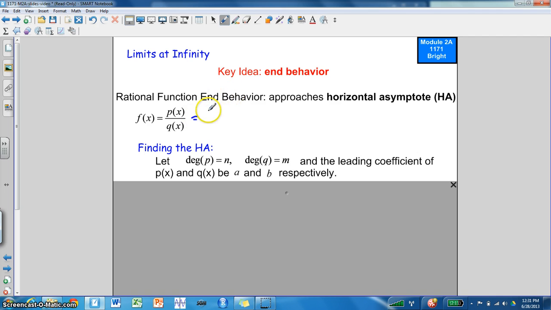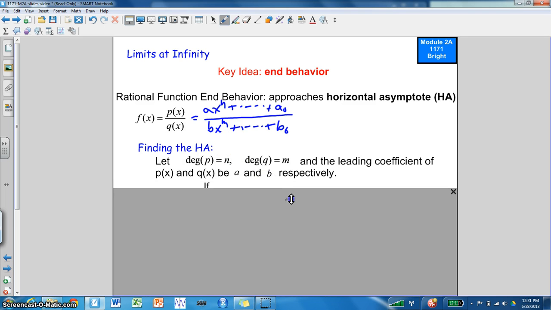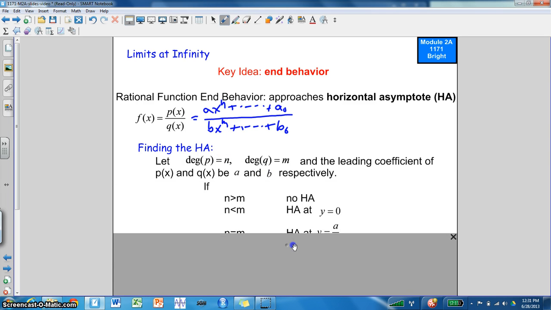So really what we can say is that this looks like ax to the n plus dot dot dot something, and then probably plus a constant a0 or something, and then up here this is bx to the m plus dot dot dot plus another constant all the way down to a constant. Okay, so really I'm just again looking at the leading term in both the numerator and denominator.